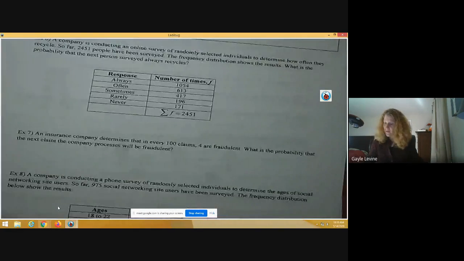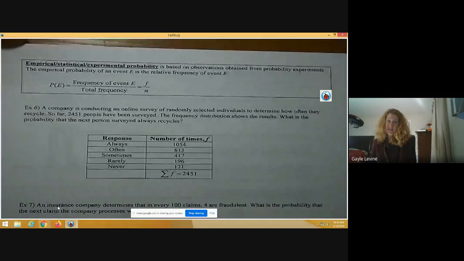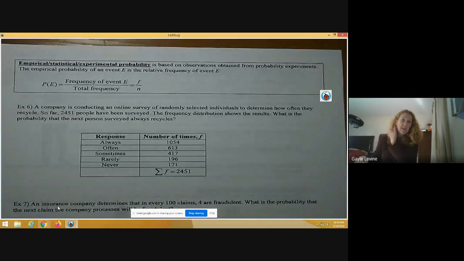The card question, maybe that's something that we'll talk about at a Google Meet. And then I do want to go over the last type of probability, the experimental probability. It could also be called statistical or empirical. All 3 of those are synonymous.